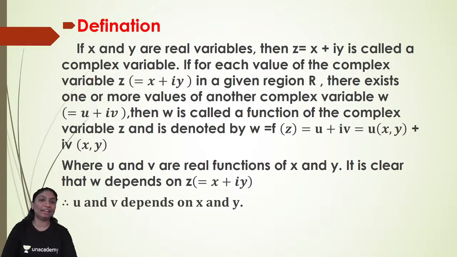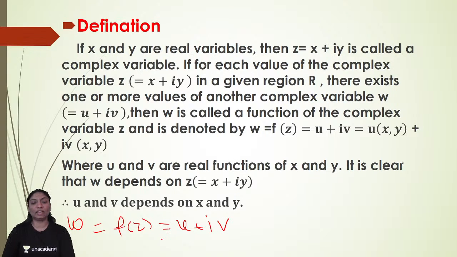If x and y are real numbers, then z is equal to x plus iy is called a complex variable. If for each value of the complex variable z is equal to x plus iy in a given region R, then there exist one or more values of another complex variable w is equal to u plus iv. See, generally हम लोग क्या लिखेंगे यहाँ पे? Then w is called a function of the complex variable z. Here we can write w is equal to f of z, where f of z is equal to u plus iv in general. Here w is equal to f of z is equal to u plus iv, and which is equal to x plus iy.